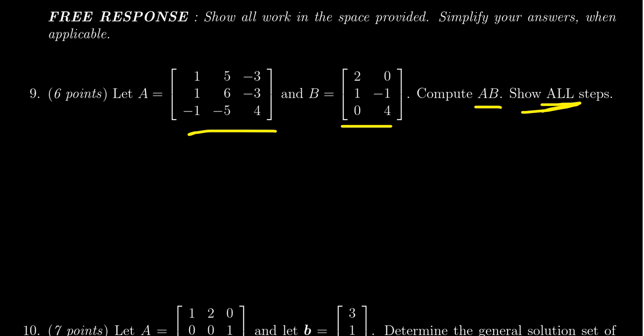Many of you will probably have a graphing calculator when you take this test, in which case you can throw this in a graphing calculator and it will give you the final answer, no problem. I need to make sure that you know how to do this. And so I need to see all the steps. It's only worth 6 points, but if I just get a final answer with no work, you will get 0 points on this question. And of course, the question could be a little bit more involved than just multiply A times B.